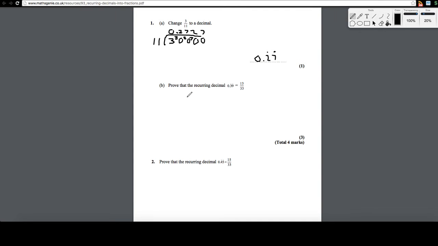Now, proving that 0.39 equals 13/33, this is sort of a trickier question than what we've done. So to go through this, we're going to do 0.39.